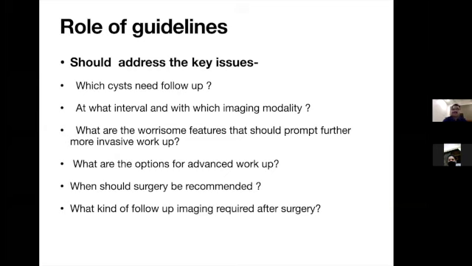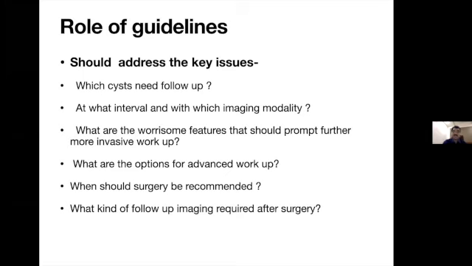There are many associations that have put forward guidelines, but good guidelines should address the key issues. One is which cyst needs follow-up, and at what interval, and with which imaging modality, and what are the worrisome features, and what should prompt further investigation, or what is the role of surgery, and after surgery, what imaging is used for follow-up. But there is no ideal guideline for managing cystic neoplasm. But there are many guidelines put forward for managing intraductal papillary neoplasm of pancreas.